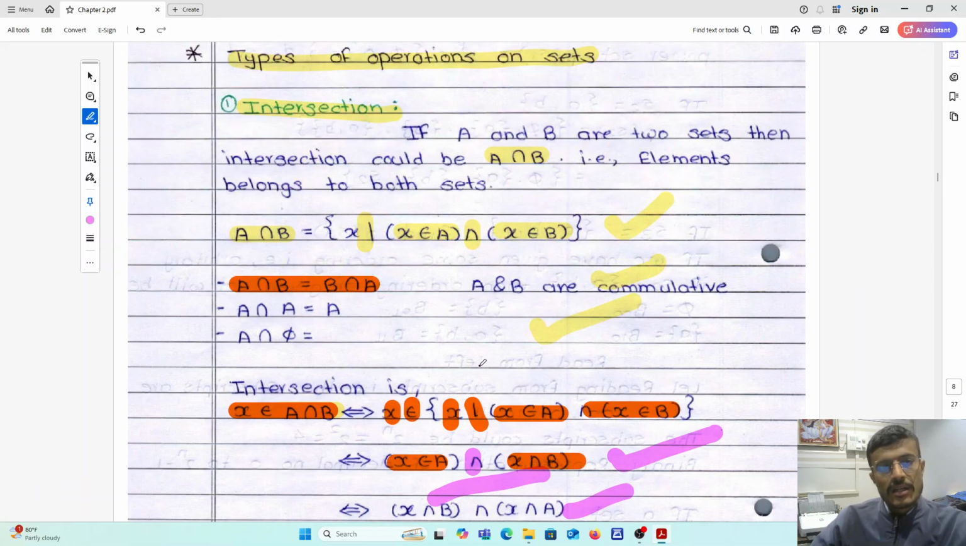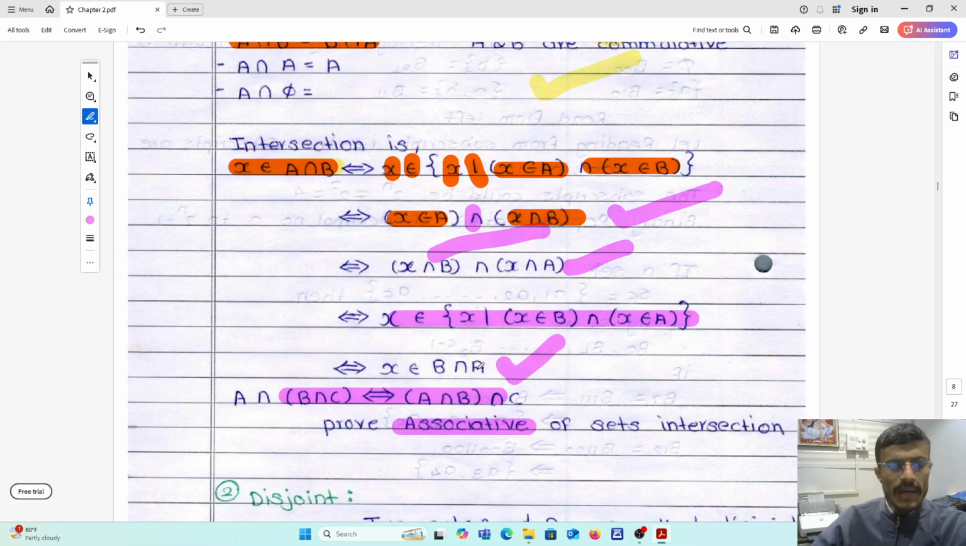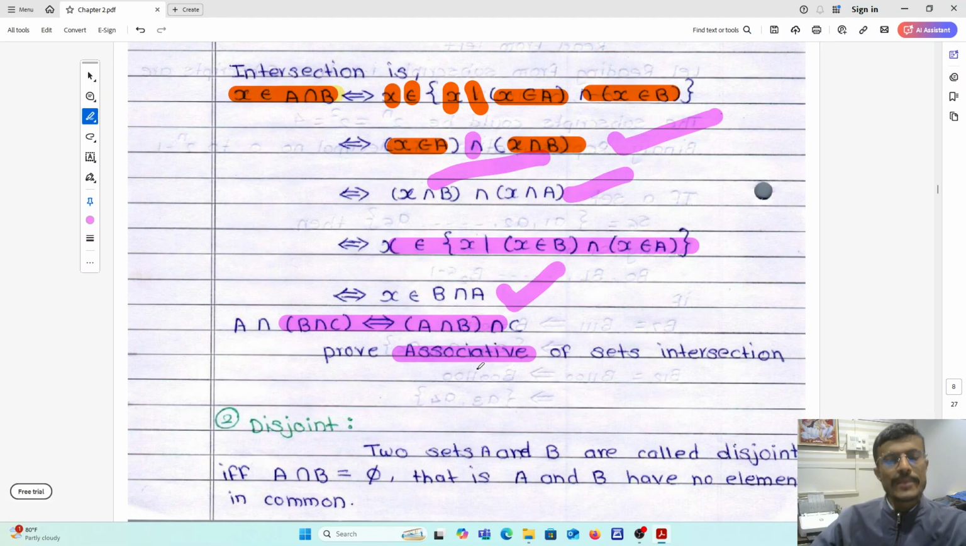That is the intersection. Now talking about disjoint. What is meant by disjoint? When are two given sets said to be disjoint? For example, if A and B are two sets, A and B are said to be disjoint to each other if A intersection B equals the empty set. It means there is no common element between A and B, so A and B are called disjoint. A and B have no elements in common. That is called disjoint.